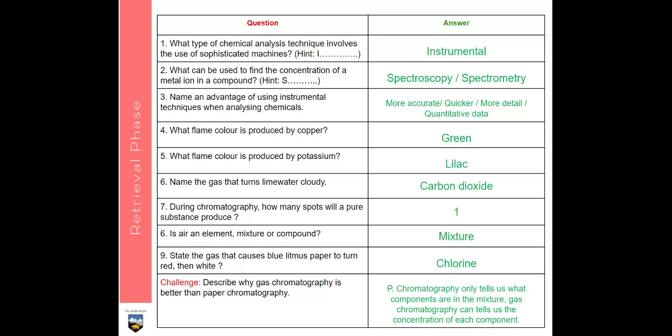And the challenge, well done if you got this. It said describe why gas chromatography is better than paper chromatography. Well, paper chromatography can only tell us what components are in the mixture, whereas gas chromatography, being an instrumental technique, can tell us the concentration of each component, how much of each component is present.